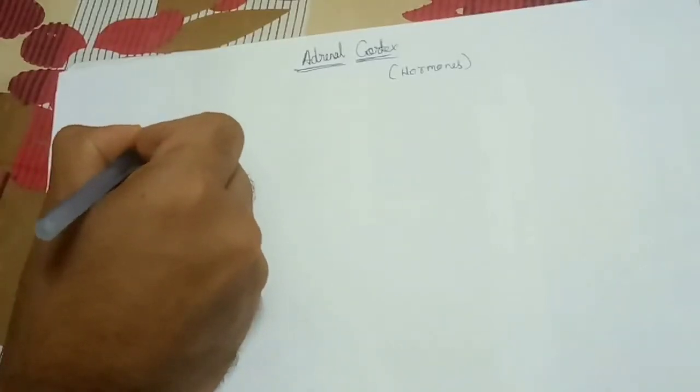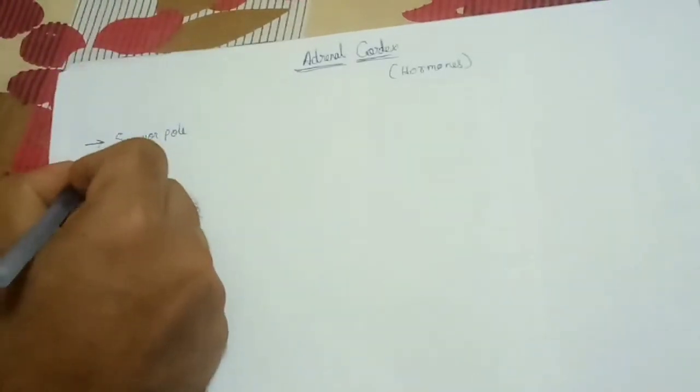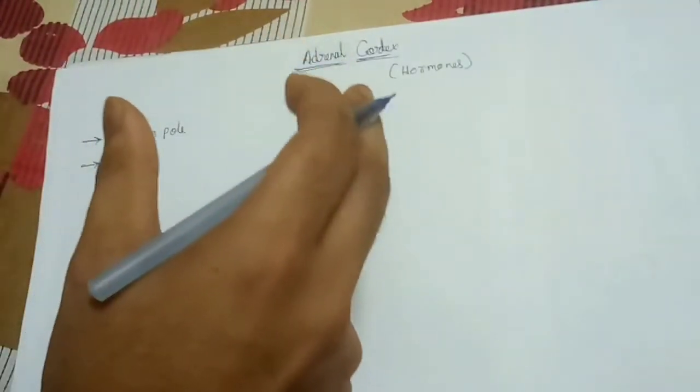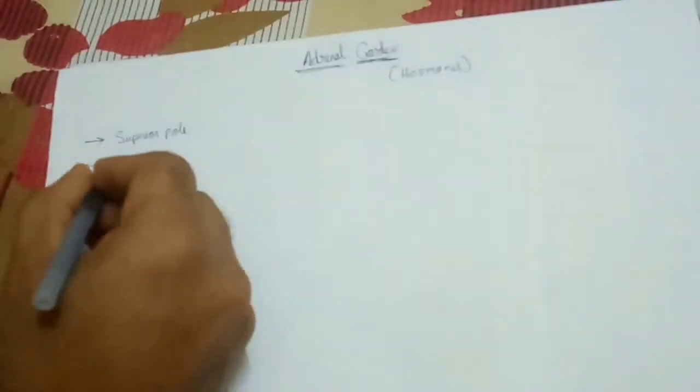Superior pole of both the kidneys, that is at the anterior part of both the kidneys. The adrenal gland is divided into two parts, that is cortex and the medulla. Outer is the cortex and the inner is the medulla. Here we are going to discuss the adrenal cortex.